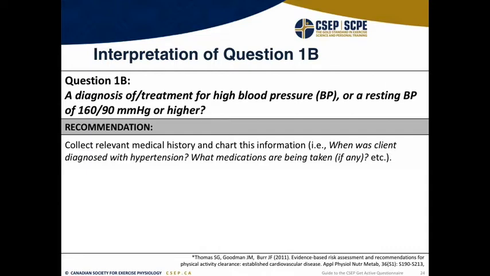Again, as was discussed earlier in this webinar, work by Scott Thomas and his colleagues in 2011 indicated that there is an increased risk of an adverse event during exercise if resting systolic blood pressure was above 160 millimeters of mercury or resting diastolic blood pressure is greater than 90 millimeters of mercury.